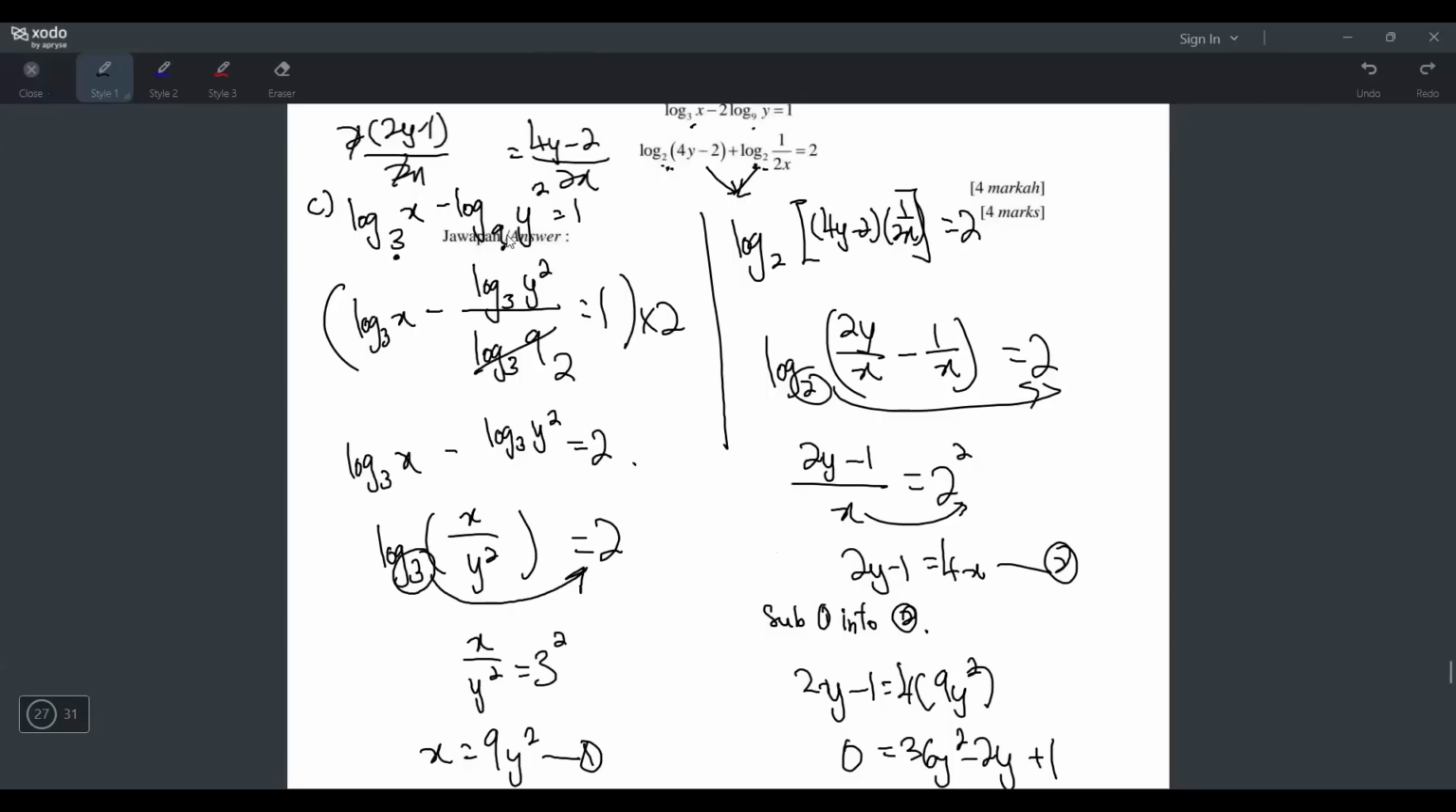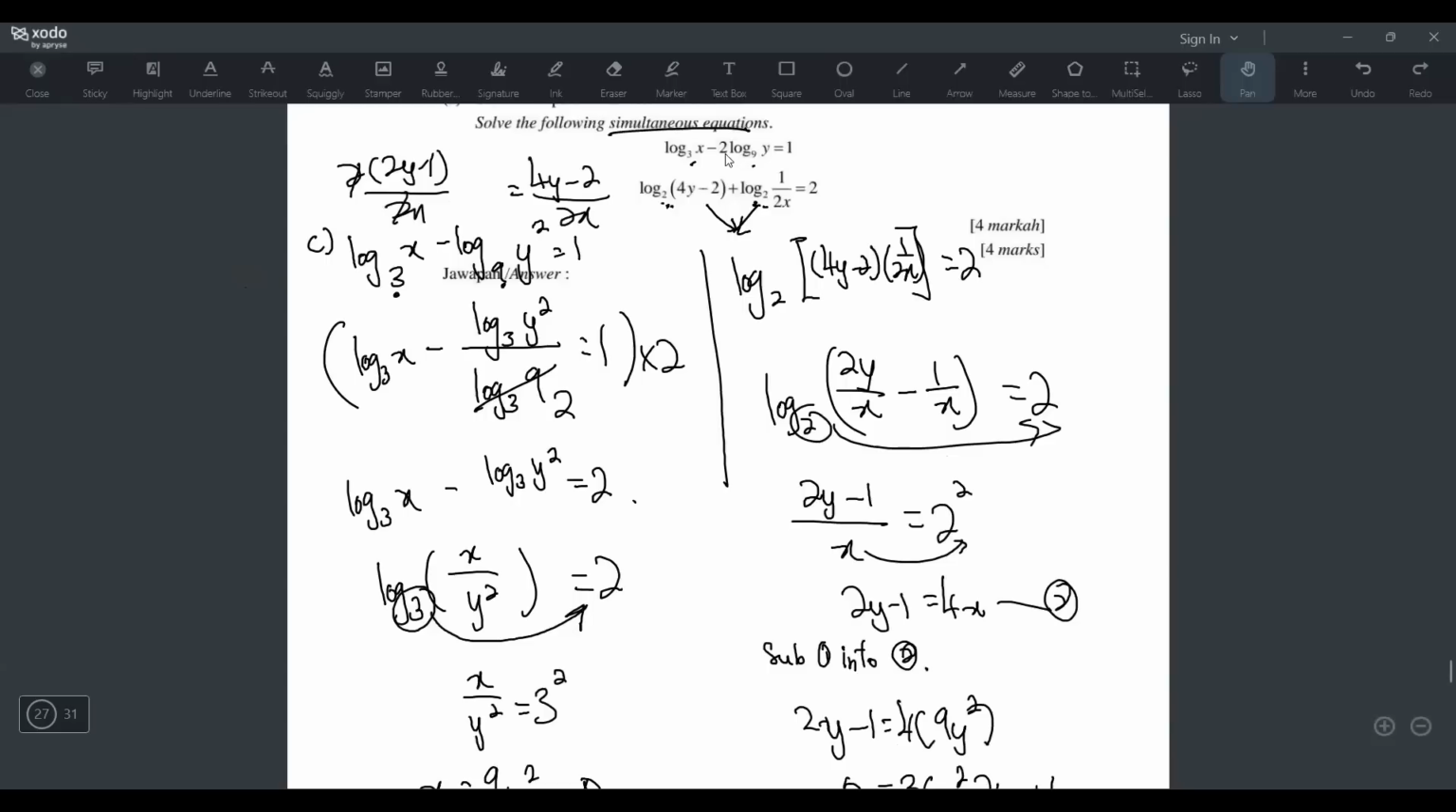Okay, this one, did I do it correctly? Log base 3. Let me look back at the question. Log 9y power 2, correct. Change to base 3, so base 3. So y power 2 on top, 9 at the bottom. Log 9 base 3 is 2. This one is correct. But when you times 2, this one got 2.